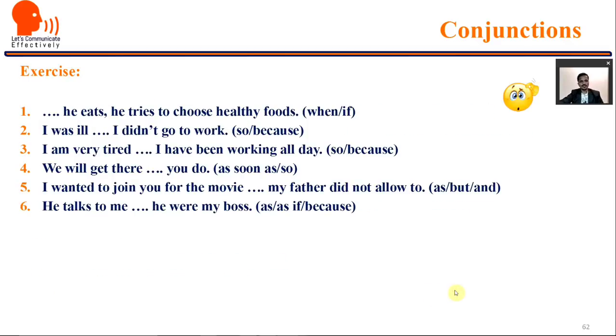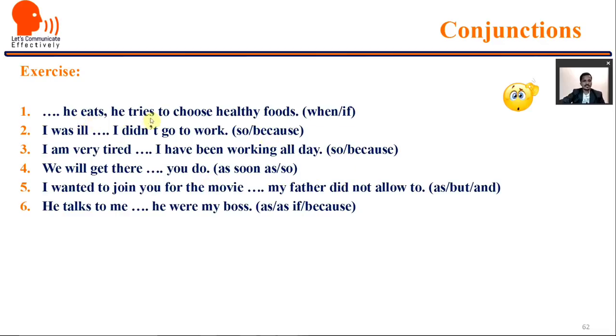Let us do this exercise now. Pause the video and just try to solve these in your notebook. Only answers are also fine. You have to simply use one of the alternatives.